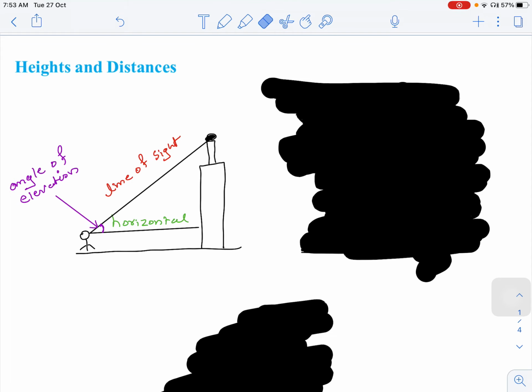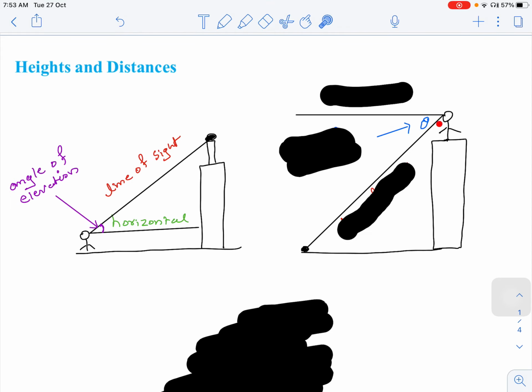Now let us consider that the same person is standing on the top of a building. This one is our building, so the person is standing on the top of the building. He is watching an object kept on the ground. This is our ground level. From here he is watching that object. The straight line to his eyes is, yes, the horizontal. Where he is watching that object, that line is known as line of sight. Between this horizontal and line of sight, again an angle is formed. Let us consider that angle to be theta.